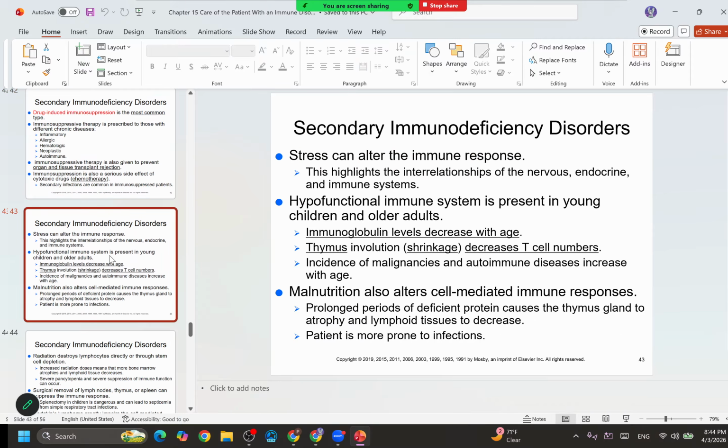All right, so this part you can read by yourself. Immunoglobulin level decreases with age, right? So that means it's an antibody. And the thymus is kind of shrinking and decreasing. So that means the T cell number decreases. That means the T cell is not going to be produced and matured again as you grow up.